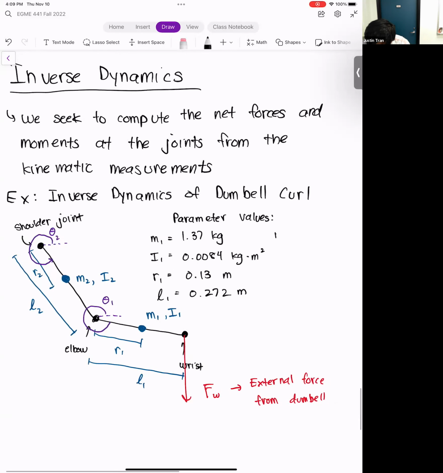Then we have the same properties for the upper arm segment. So M2, 2.37 kilograms. I2, 0.0175 kilograms meter square. R2 is 0.151 meters. L2 is 0.298 meters. Okay.